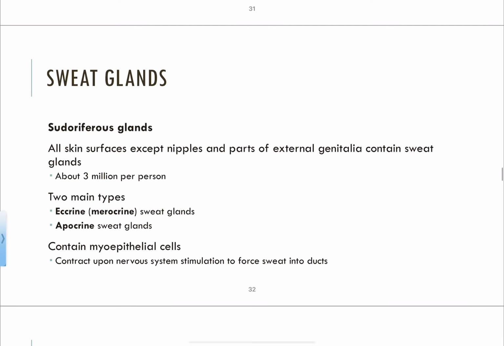Okay, moving on to section 7, let's talk a little bit about sweat glands. Sweat glands are also called sudoriferous glands, and we can pretty much find them all over our skin surfaces, with the exception of our nipples and parts of our external genitalia. We have about 3 million of them scattered all over our body, and we have two main types. The first type is eccrine, also called merocrine sweat glands, and the second type is apocrine sweat glands.